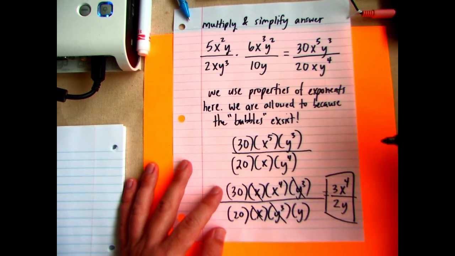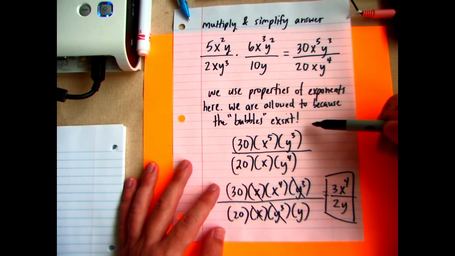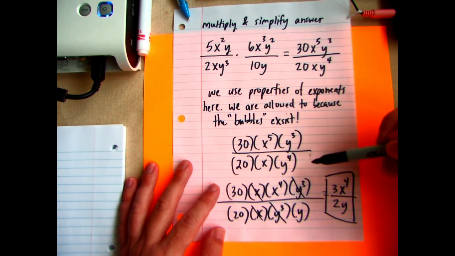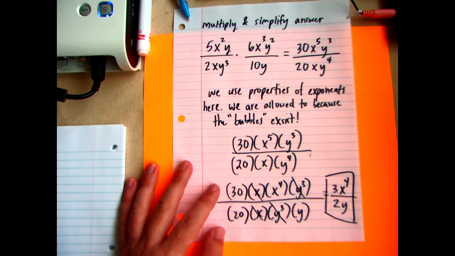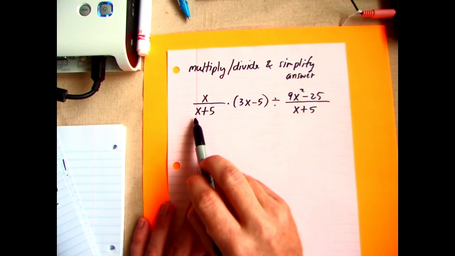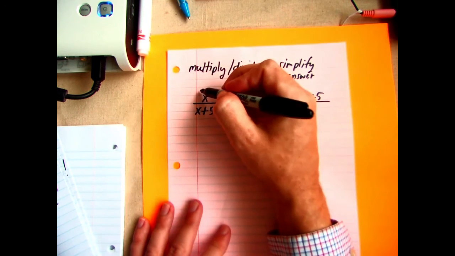And really, we could have done that easily with properties of exponents. We could have done x to the fifth over x to the 1 is x to the fourth, using 5 minus 1. And we could have done y to the third over y to the fourth. But really, I just wanted to show you the bubbles.